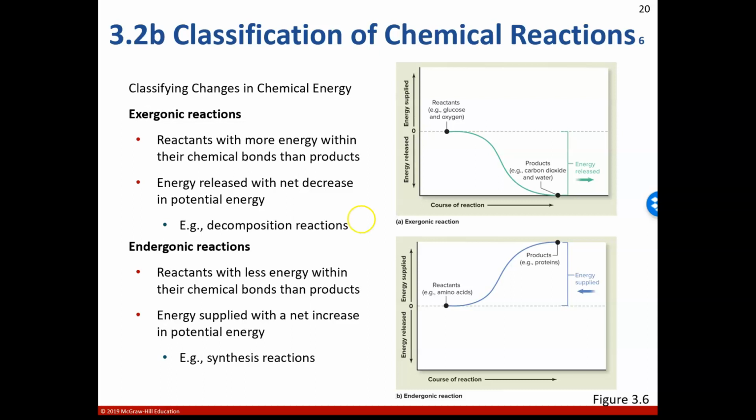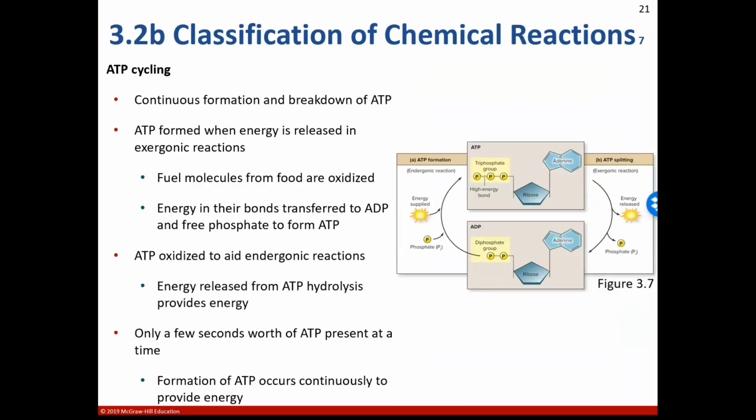Whereas our endergonic reactions, we see that our reactants are starting with less energy within their chemical bonds compared to the products. The energy is supplied with a net increase in potential energy. So this would be like our synthesis reactions. And next we have ATP cycling. This is the continuous formation and breakdown of ATP, which you could see illustrated here to the right.